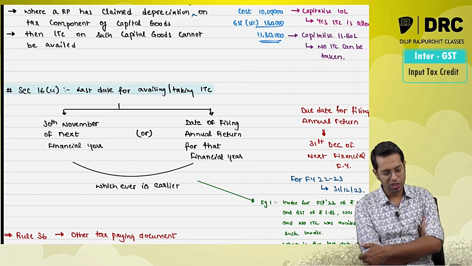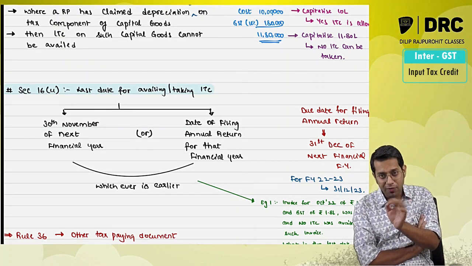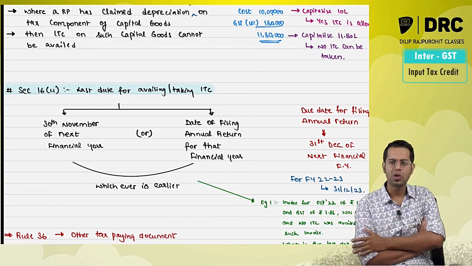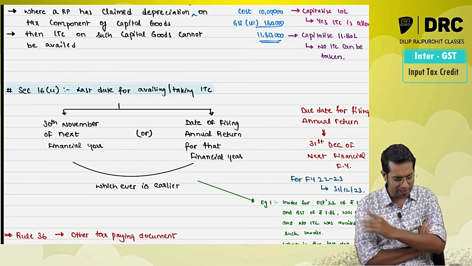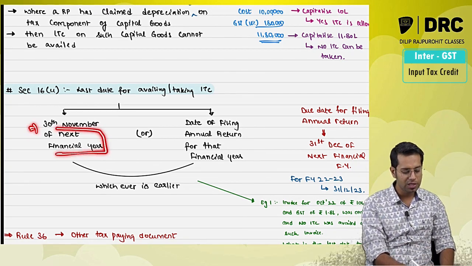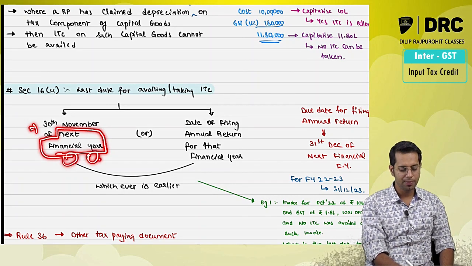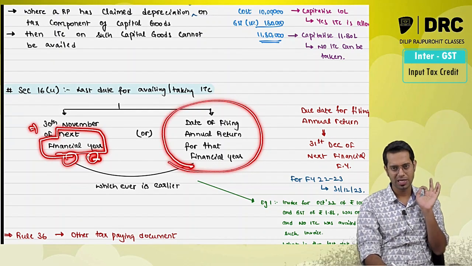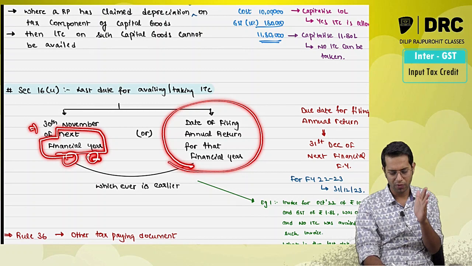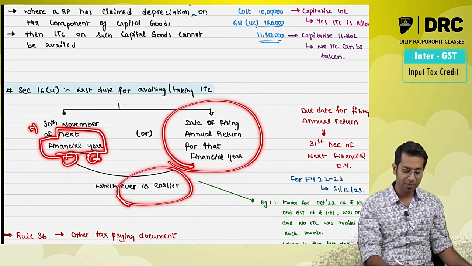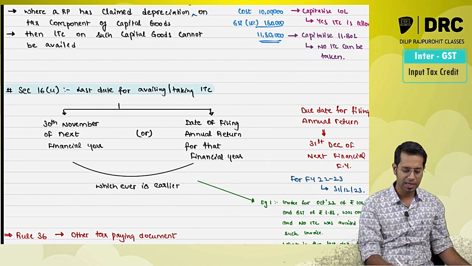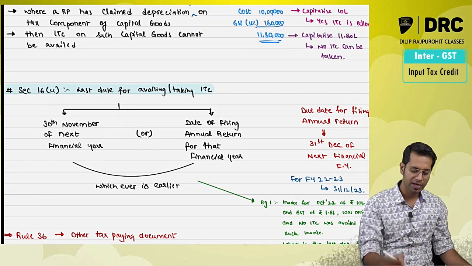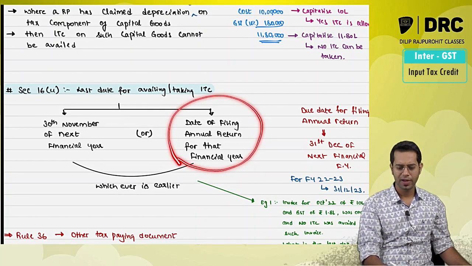Section 16 subsection 4 talks about the last date for claiming input tax credit. If there is any invoice in respect of which you have forgotten to take input tax credit, then the last day to take input tax credit will be 30th November of the next financial year. Beauty. By what time can you take input tax credit? 30th November of the next financial year, or the date of filing annual return for that financial year, whichever is earlier.